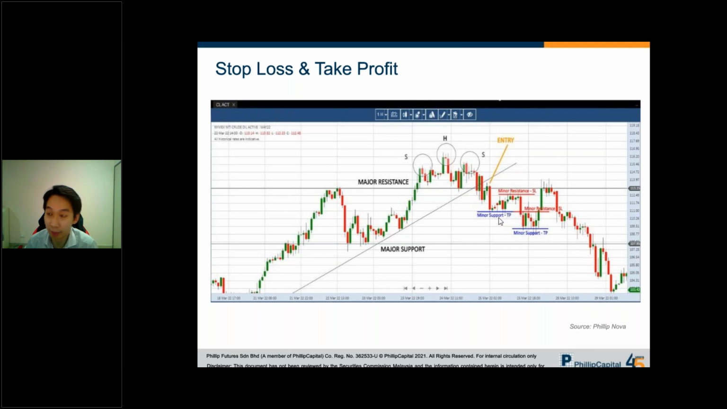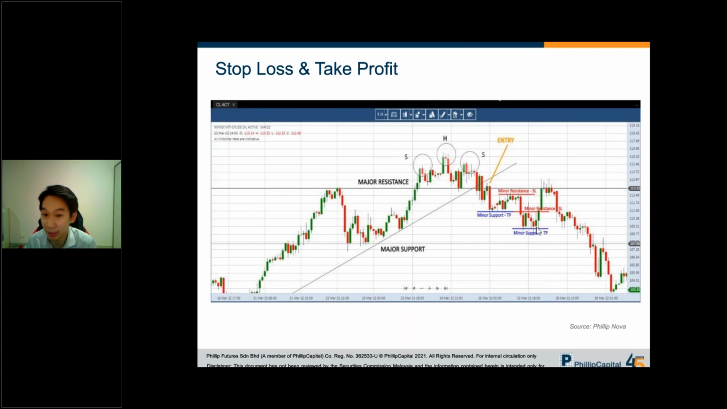the minor support blue line. The first blue line, not the second blue line, the first blue line, you can take profit there. Okay. But if you have 2 lots, then you can take 1 lot profit at the minor support, and the second lot you can let it flow. Okay. Then after the price breaks below the first minor support, you go down to the second minor support.